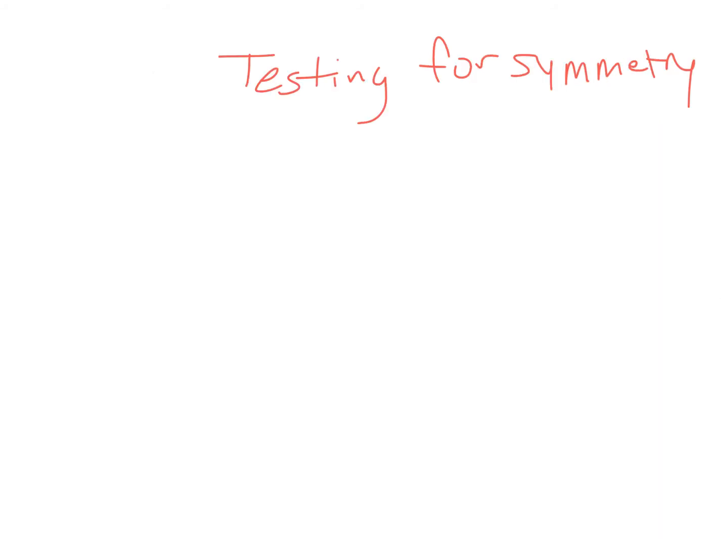Now we are going to talk about testing for symmetry. There are three main types of testing for symmetry. I gave you a beautiful chart on your guided notes. I recommend you use that or make a chart of your own to kind of help you organize this. So first we got symmetry with respect to the x-axis.